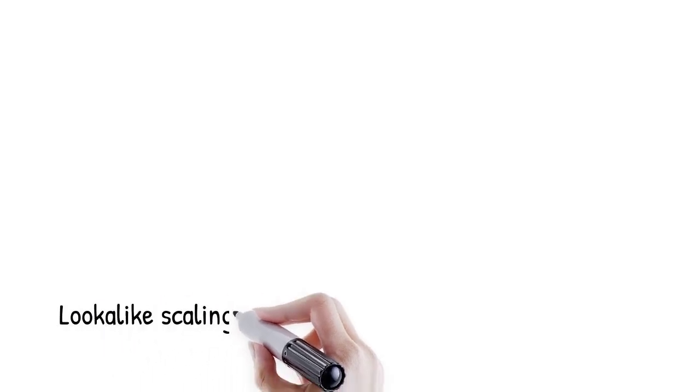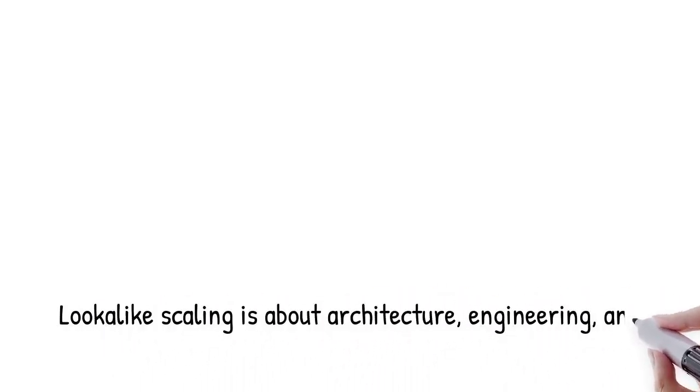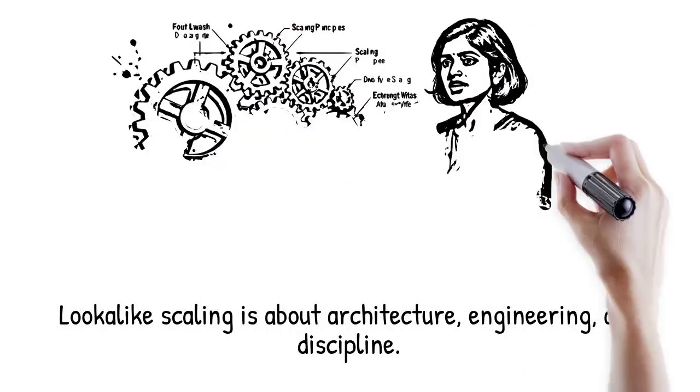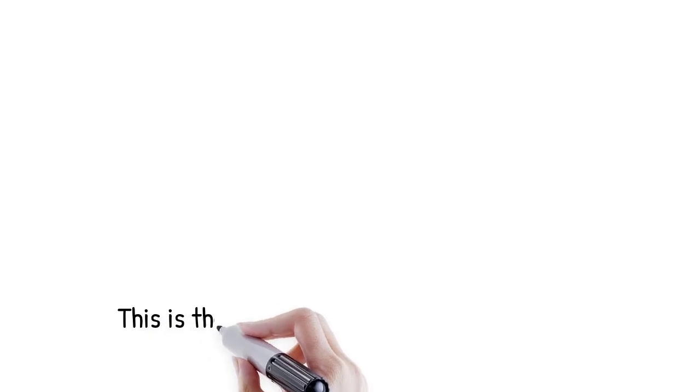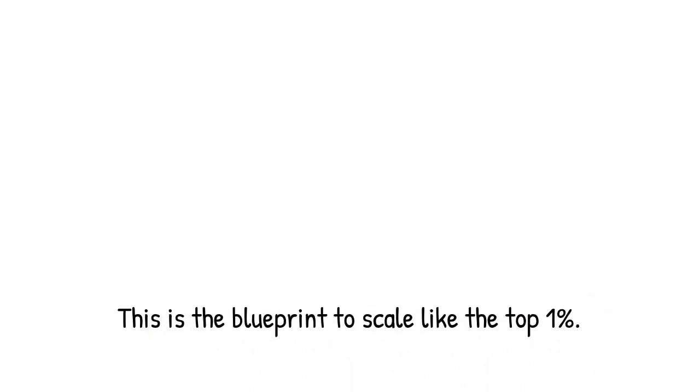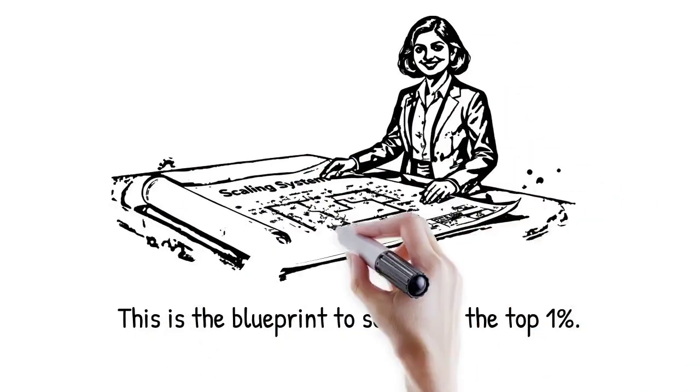The truth. Lookalike scaling isn't magic. It's architecture. It's engineering. It's discipline. When you combine strong seeds, structured lookalikes, stacked audiences, rotating creatives, and controlled budgets, you build a scaling machine that grows predictably, profitably, and sustainably. This is the blueprint. This is the system. This is how you scale like the top 1%.